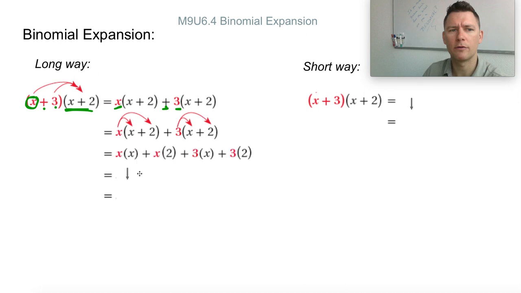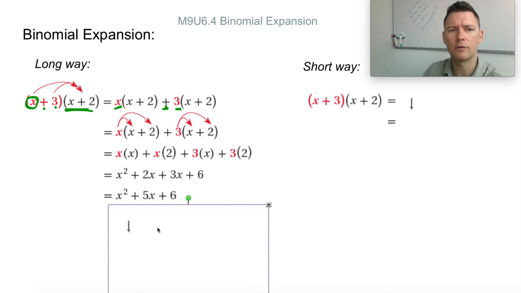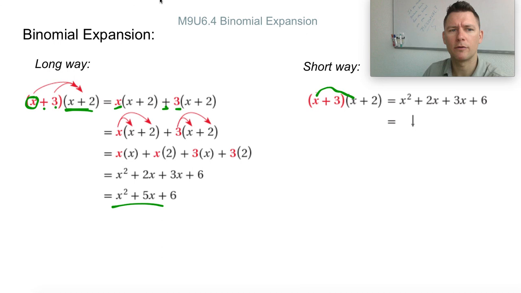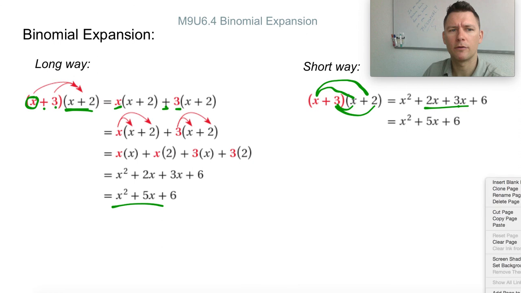So x times x, there's our x squared. Keep going. There's our x squared, there's our 2x, there's our 3x, there's our 6, and it boils down to that, right? Simplifies to this. Great, fine. We can do this in a much shorter way by going, x squared, outer 2x, inner 3x, last 6, and then you simplify it by just crunching those together. You get the same answer, just a little more efficient. Cool? So that's FOIL and binomial multiplication.